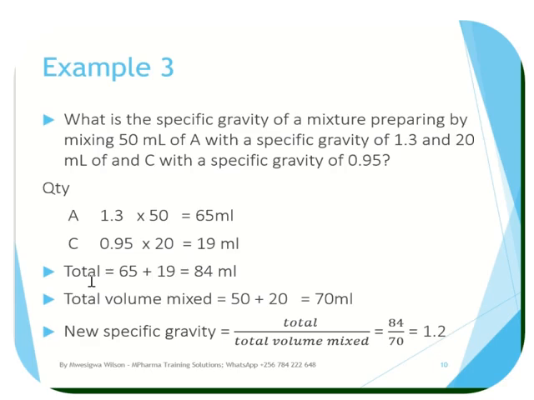Now the total quantity of the active in these two is 65 plus this, giving 85. Total volume to be mixed, you need to show us how you've gotten them. It is the 50 plus 20. Now the new specific gravity is just total, this one, the 85 over total volume mixed, giving me 1.2.